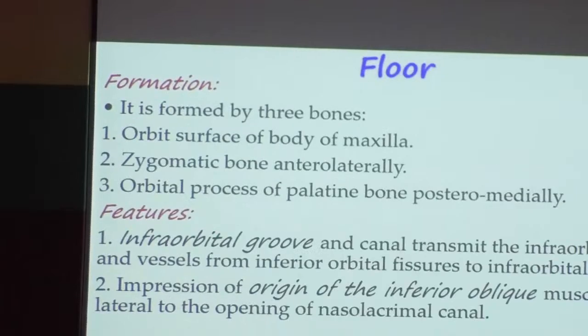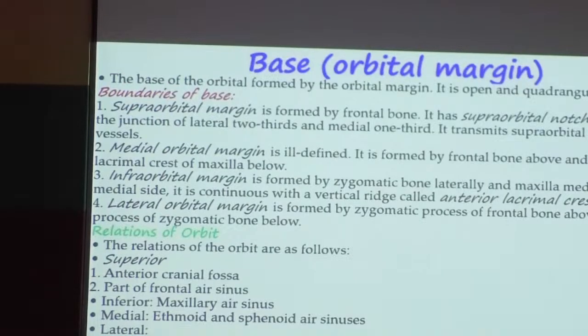Now we go to the base or orbital margin. Base of the orbit, it is formed by the orbital margin. It is open and quadrangular. What are the boundaries? Supraorbital margin, medial orbital margin, lateral orbital margin, and infraorbital margin. So what are the structures forming this?